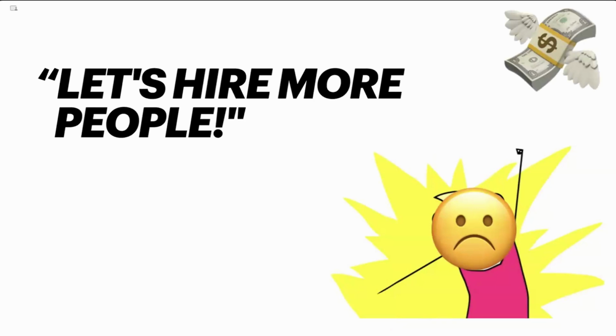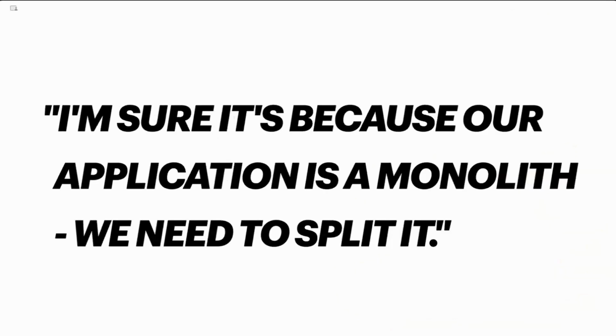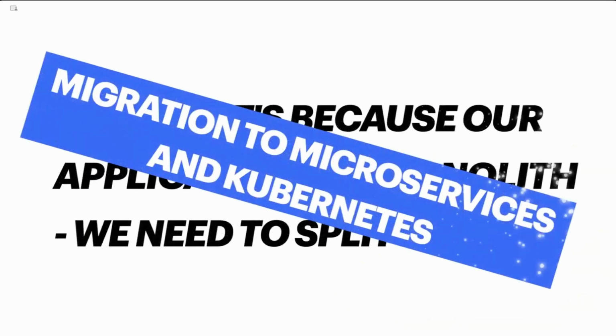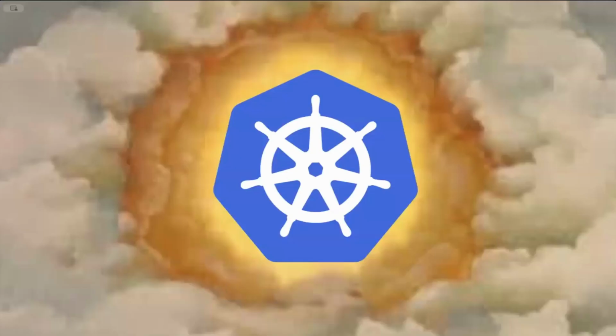But fortunately, one of the new joiners had a brilliant idea: I'm sure it's because our application is a monolith and we need to split that. And it was the beginning of the project under the cryptonym Migration to Microservices and Kubernetes. Probably I can spend another hour on what can go wrong here and why it's not a trivial thing, but I don't have the entire night, so let's just assume that they succeeded, they have a dream Kubernetes cluster, everything went well.